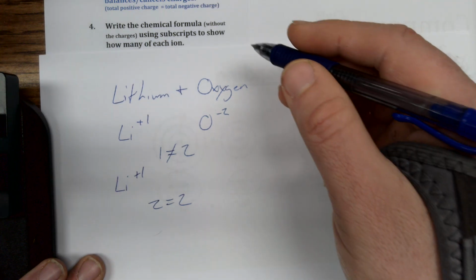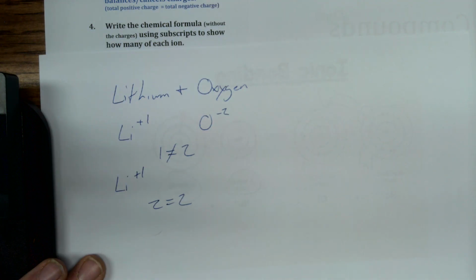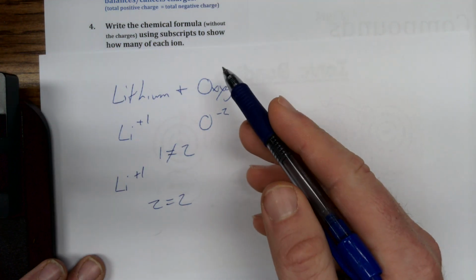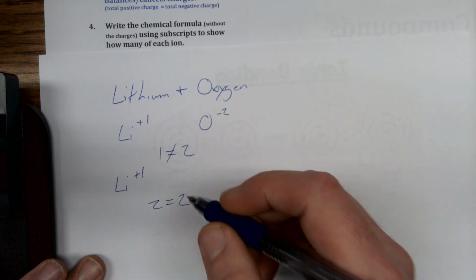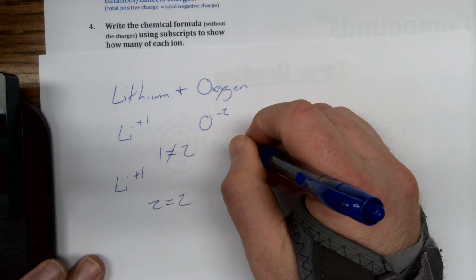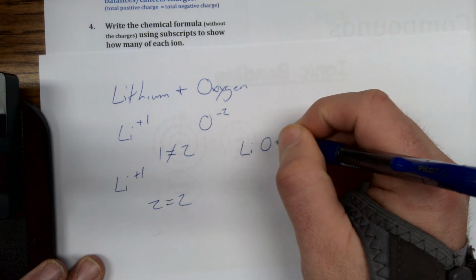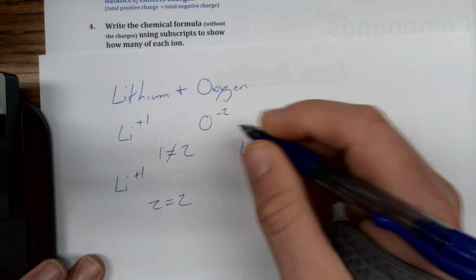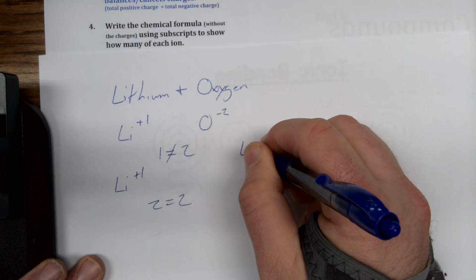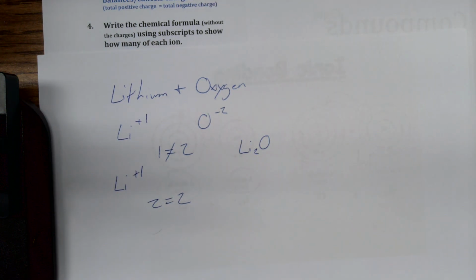Step 4, I rewrite my chemical formula without the charges, using the subscripts to show how many of each ion I used. So in this situation, LiO, how many lithiums did I use? 2, right? 1, 2. Li2O.